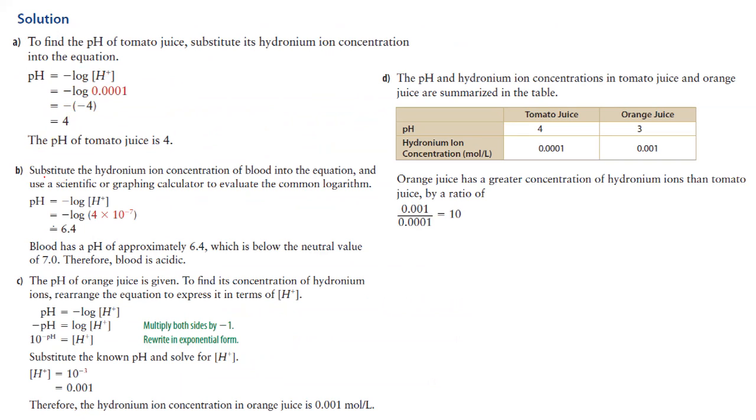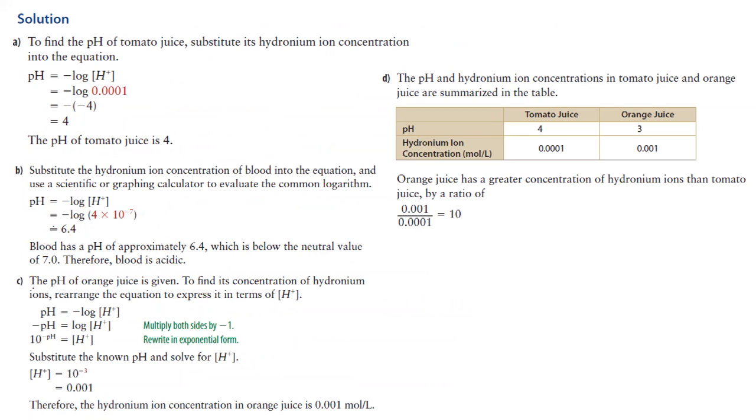And using the same method, substitute the hydronium ion concentration of blood into the equation and use a scientific or graphing calculator to evaluate common logarithms. We can get the pH of blood is 6.4, which is below the neutral value of 7.0. Therefore, blood is acidic.